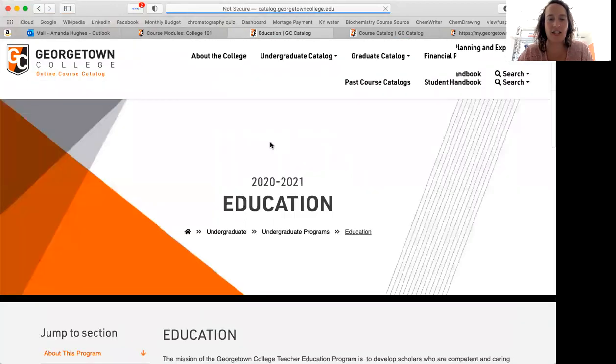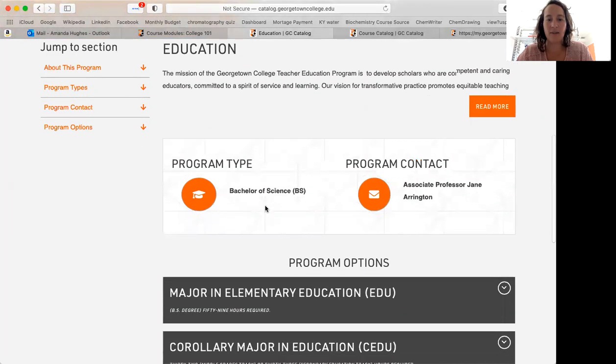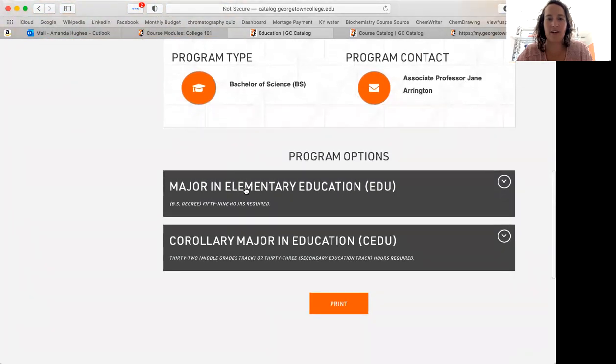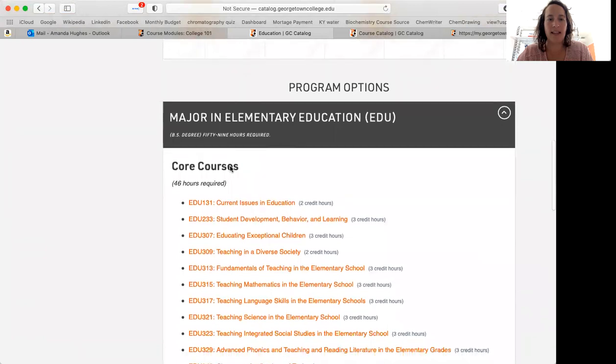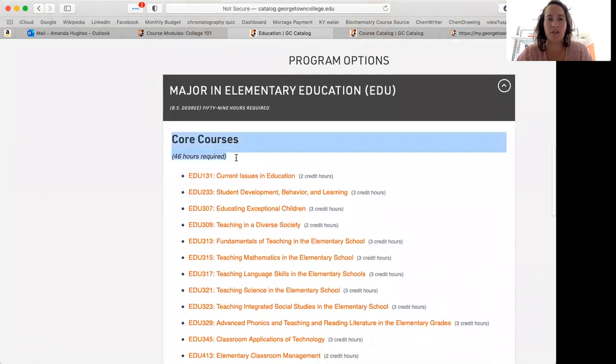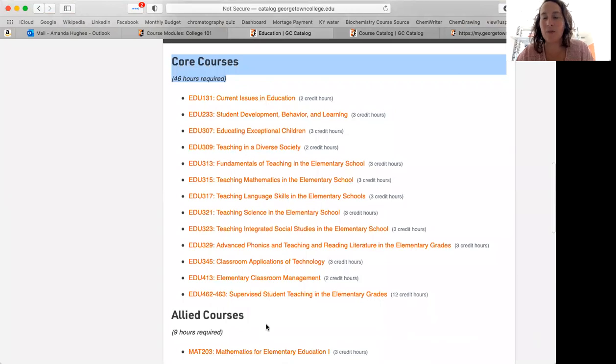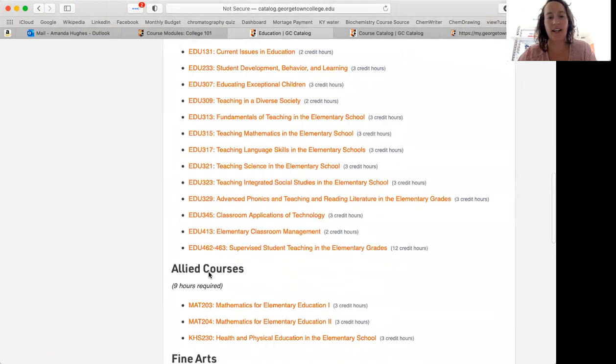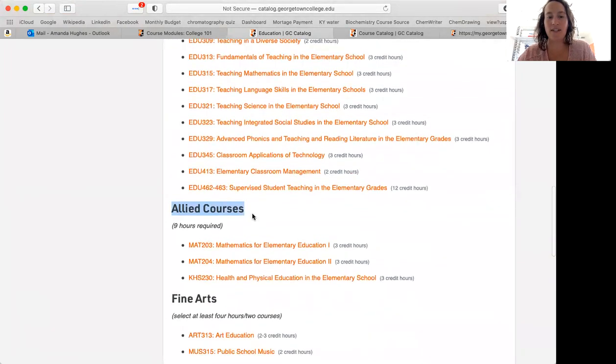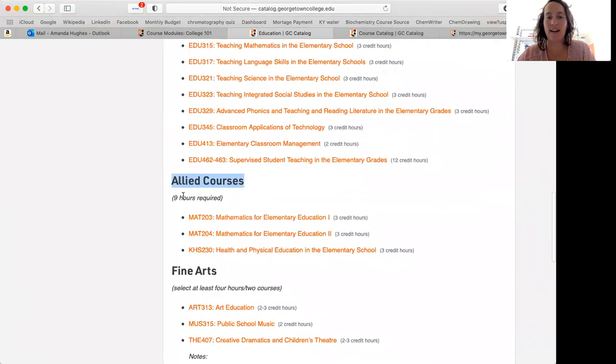If we click on education, it talks a little bit about the program type, and then right here you can go to major in education, and this tells you that it's core courses, 46 hours are required, and here is a list of all of the courses you are required to take. You also need to see there's allied courses as well. So there's 9 hours of allied courses.